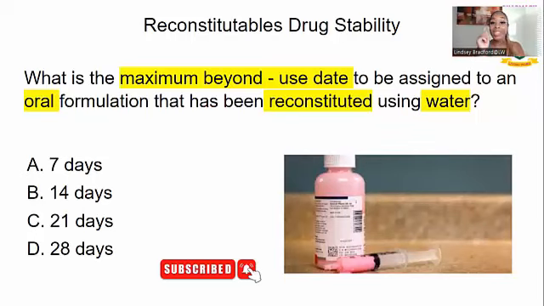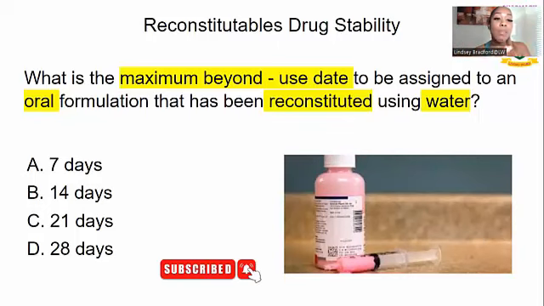Reconstitutable drugs. This is important. This is on your board exam. Let me tell you, if you ain't written nothing else down, you better make sure you write this one down, okay? Because I done seen it, I done heard it, I've been told about it. This one is on your board exam.